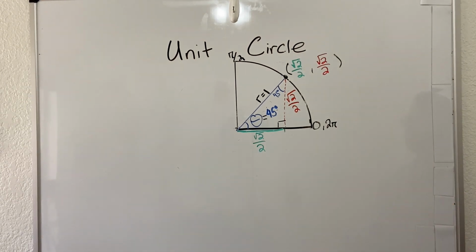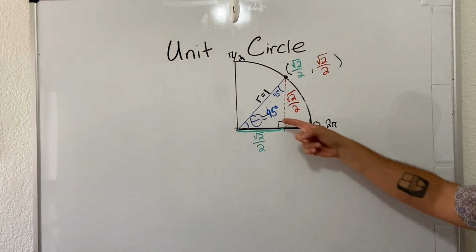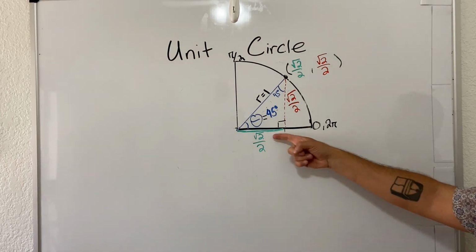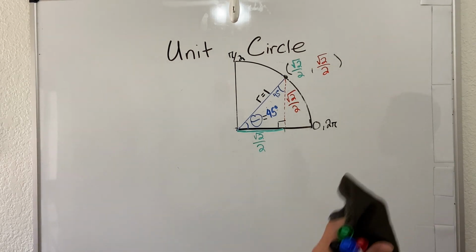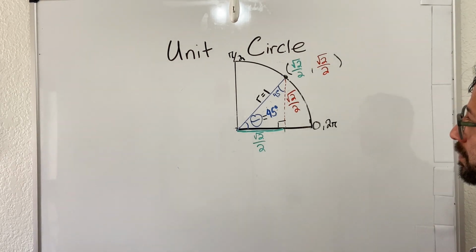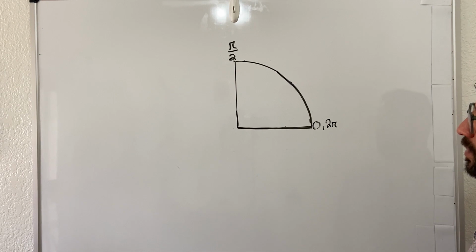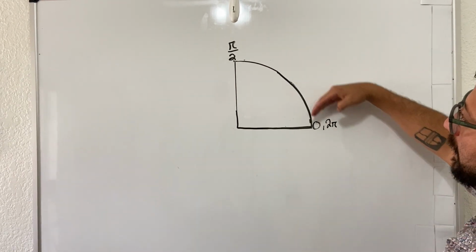So now we know that the value of cosine at pi over 4 or 45 degrees is root 2 over 2. And the value of sine at that same angle is also root 2 over 2. Remember, if you're not sure where this root 2 over 2 came from, check out our video on special right triangles.